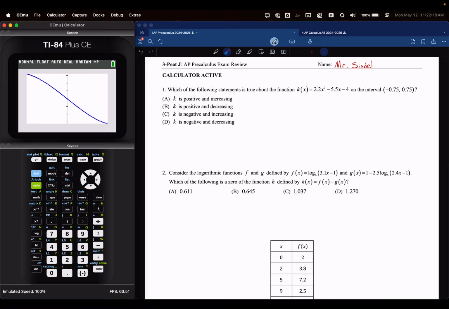So it is decreasing, so we can underline decreasing over here. Decreasing is indeed correct, so it's not C, it's not A. Is it negative or is it positive? I can't tell where the x-axis is. Are the y-coordinates positive or negative?